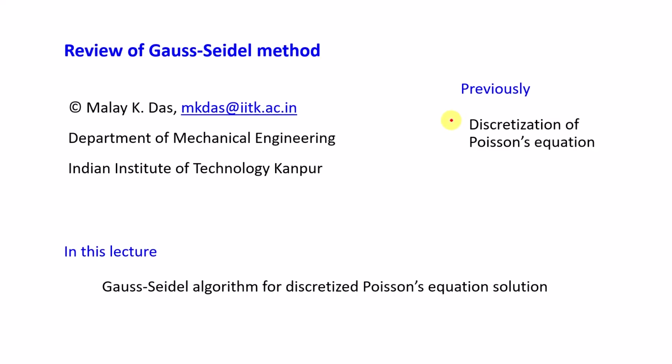We are discussing the heat conduction problem in nuclear fuel core, and we have modeled the problem as Poisson's equation, that is del square U equals F type equation. Then in the last lecture we discretized this Poisson equation and developed a system of linear equations like AU equals B. We have decided to solve the system of linear equations using a Gauss-Seidel type algorithm. So in this lecture, we'll review the Gauss-Seidel algorithm once again.